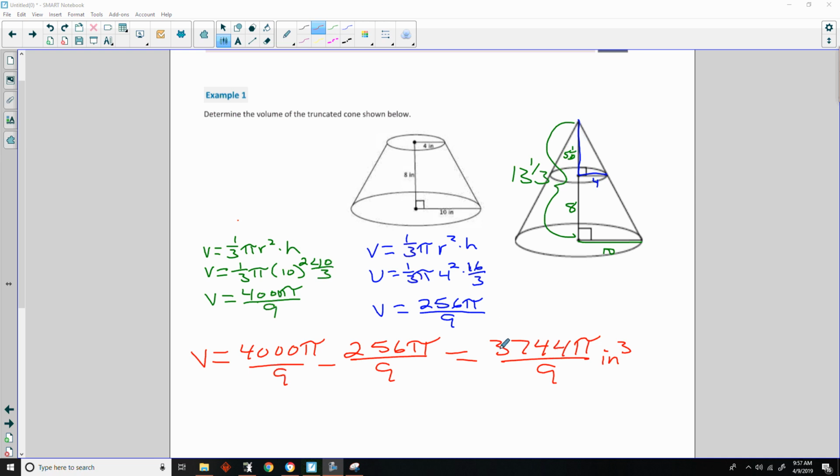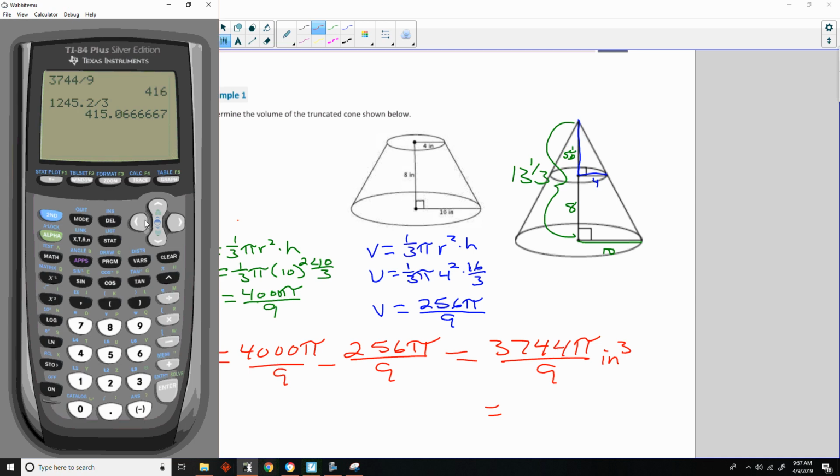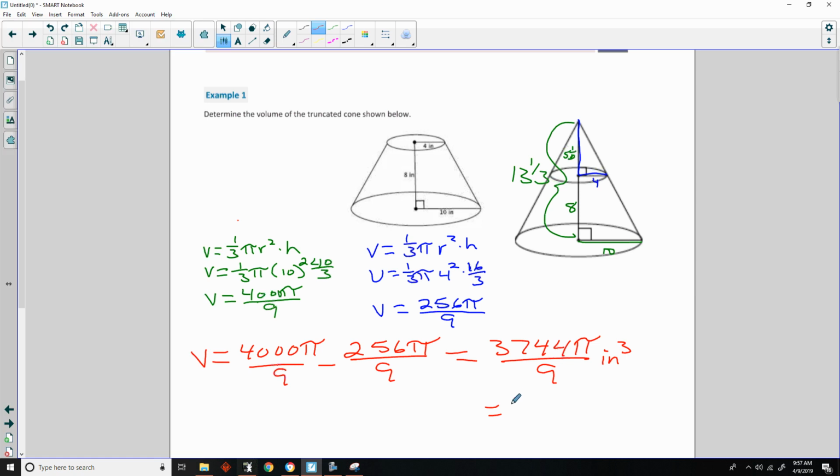And 7 plus 3 is 10, plus 4 is 14, plus 4 is 18, so I know 9 will go into this number, so I can reduce that. And when I do, I get 416. 3,744 divided by 9 is 416. So the answer is 416 pi inches cubed.